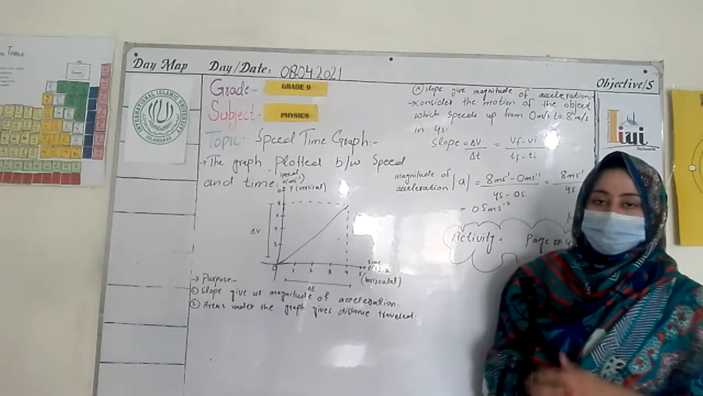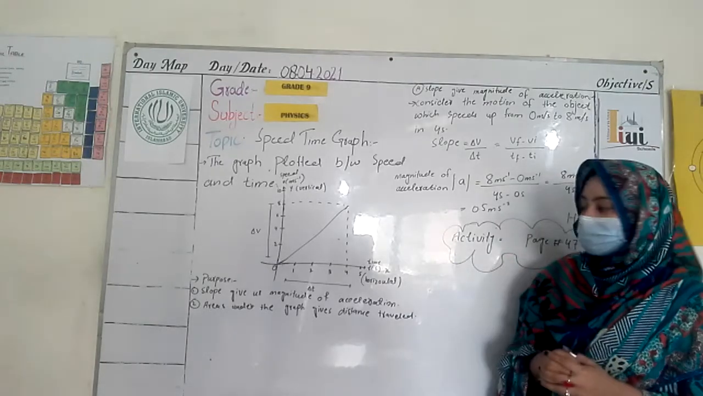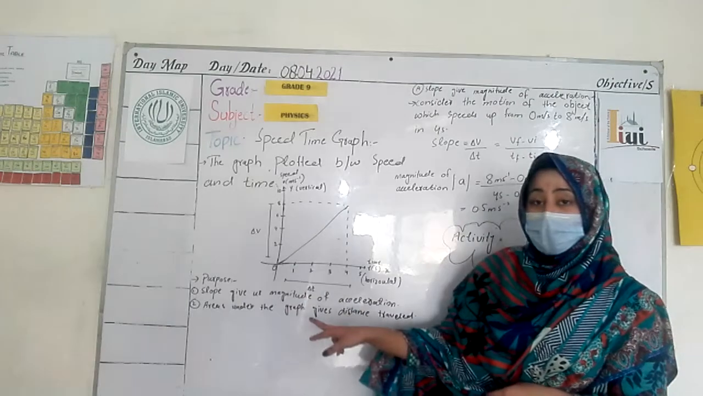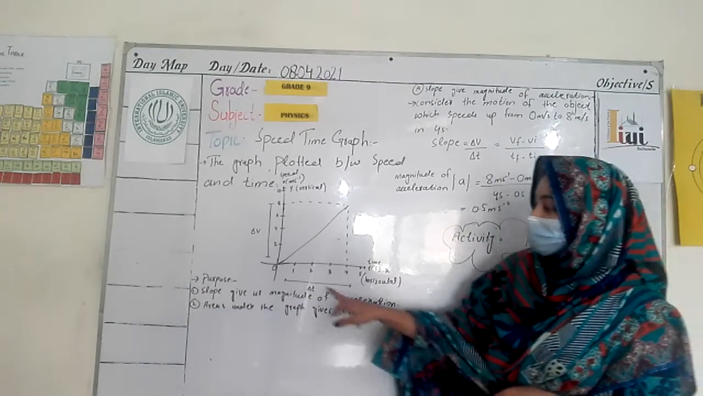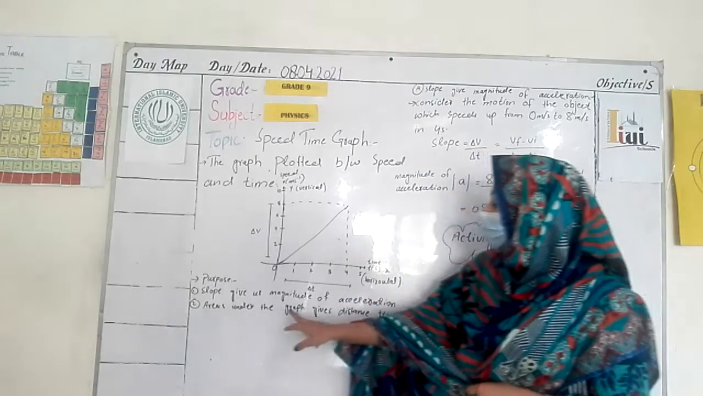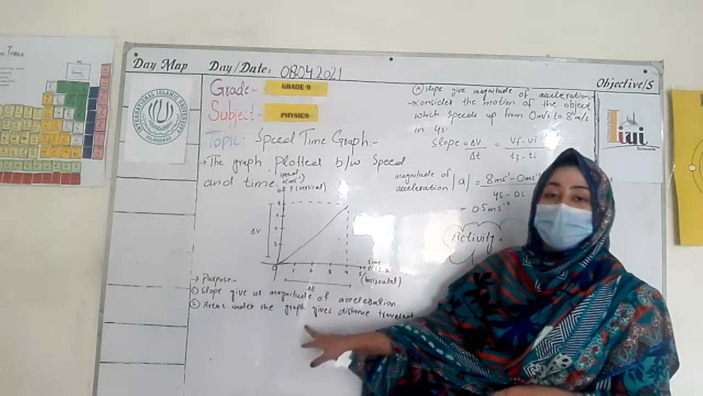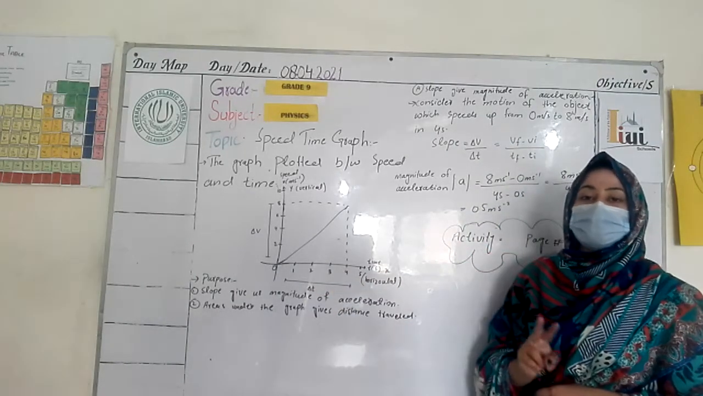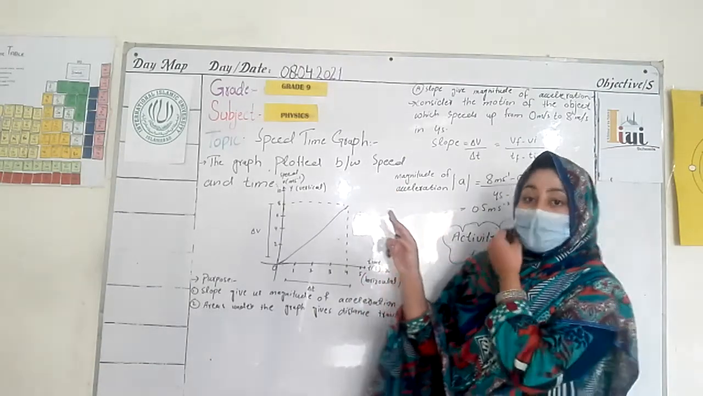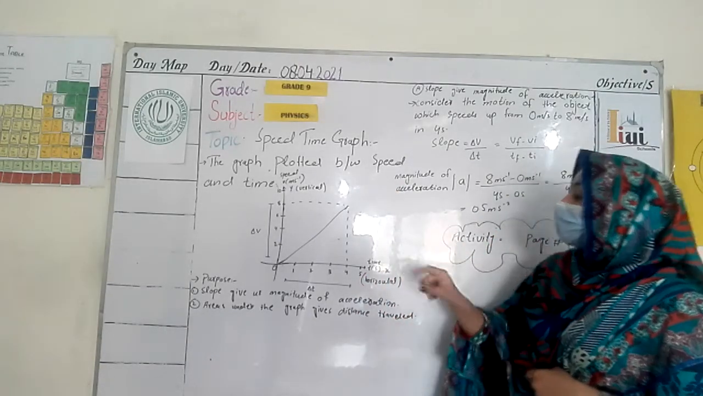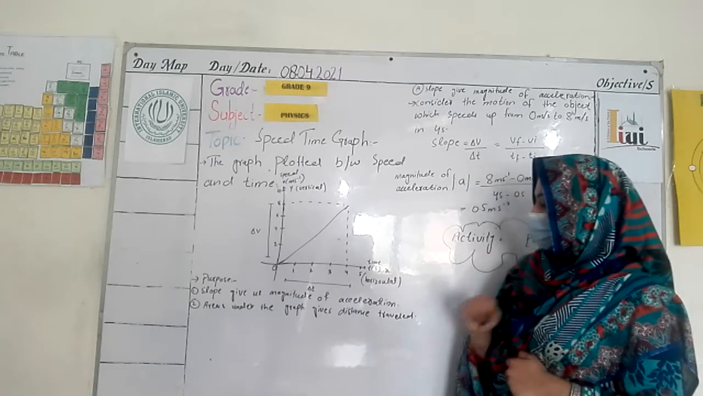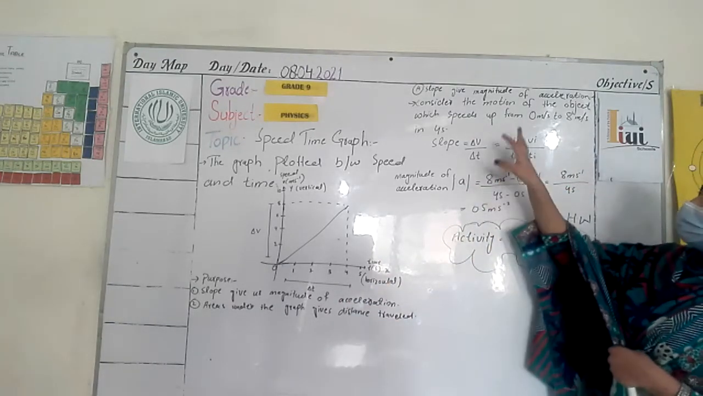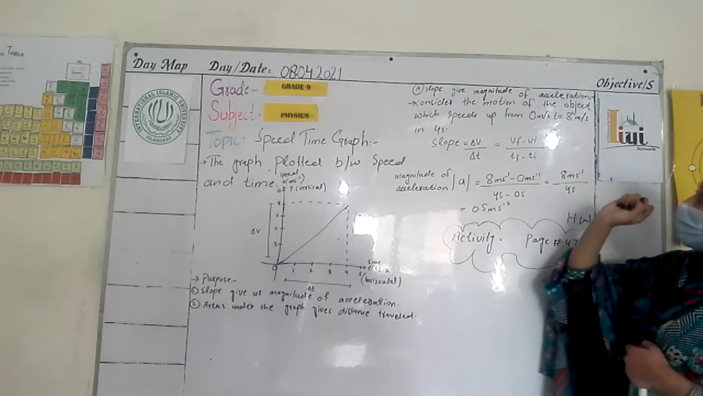Why do we use the speed time graph? It has two purposes. First, the slope gives us the magnitude of acceleration. Another purpose is that the area under the graph gives the distance travelled, how much distance the body covers. So these two purposes are why we use the speed time graph. In this lecture, we first study how the slope gives us the magnitude of acceleration.